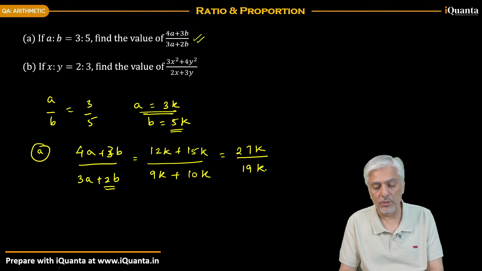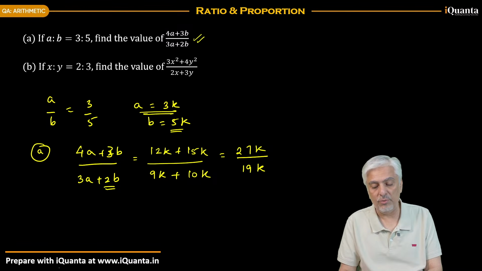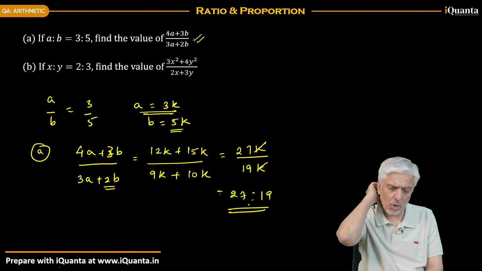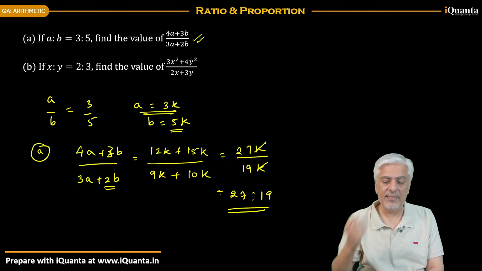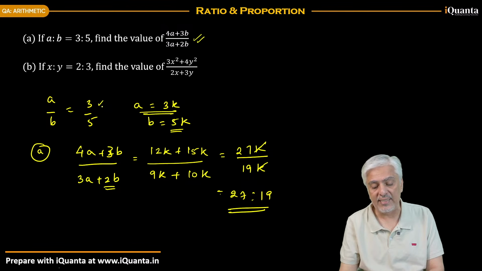Just check it once more. 4 3s are 12, 3 5s are 15, 12 plus 15 is 27, 3 3s are 9 and 2 5s are 10. So 19. K will cut and we have the answer as 27 is to 19. Now, a lot of times, students say, sir, but why can I not take A as 3 and B as 5?